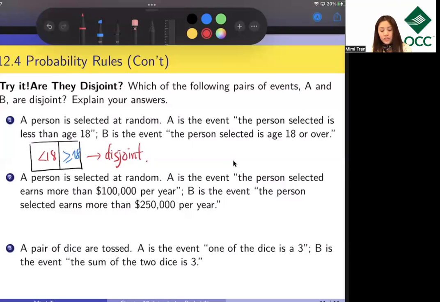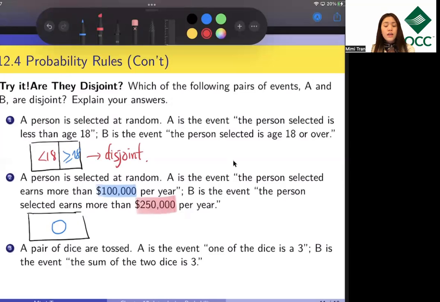Number 2. A person is selected at random. A is the event the person selected earns more than 100,000 per year. B is the event the person selected earns more than 250,000 per year. Are the two events disjoint? Let's see. If A is the event that somebody earns more than 100,000, I'll use blue here, and B is the event that somebody earns more than 250,000.